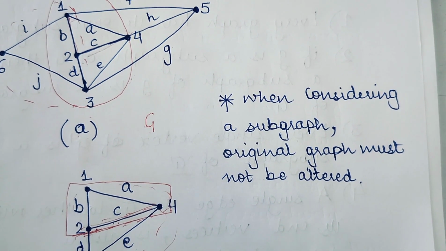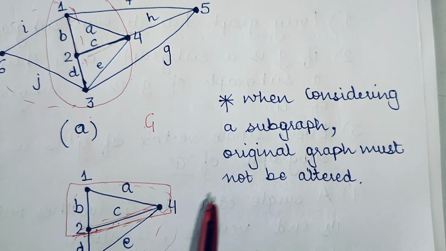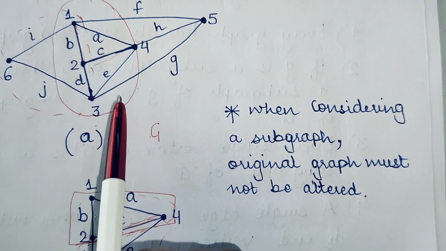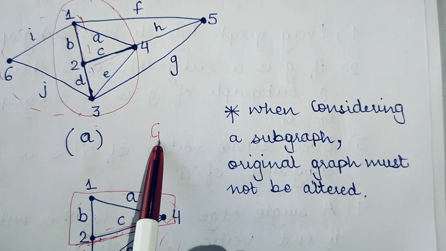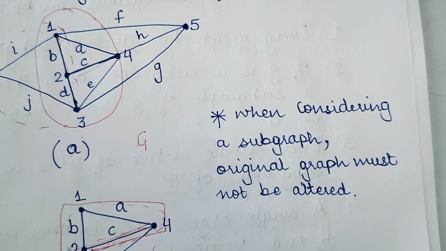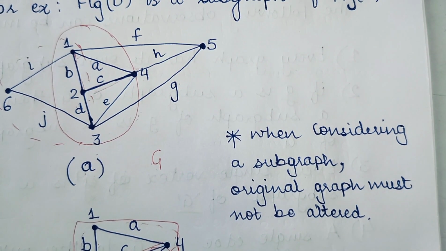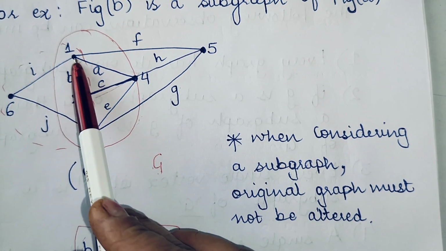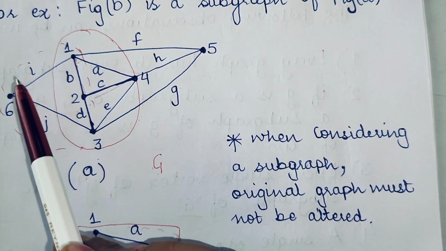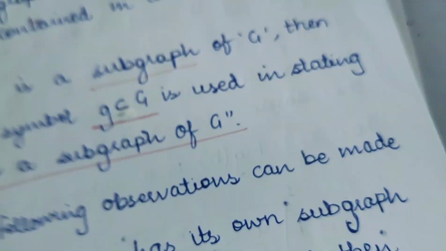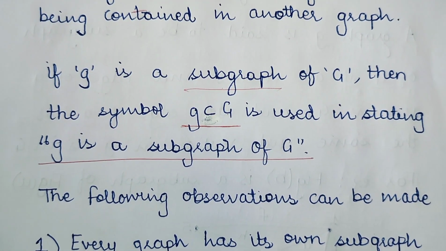Then, as per the third observation, every single vertex of a graph is its subgraph. If I consider vertex 1, it is a subgraph of the graph G. If I consider this vertex 4, it is a subgraph of this graph small g. Then every edge with its end vertices is a subgraph of the graph G. So if I consider this particular edge I with end vertices 1 and 6, this will be considered a subgraph of graph G. So these are the observations related to a particular graph.